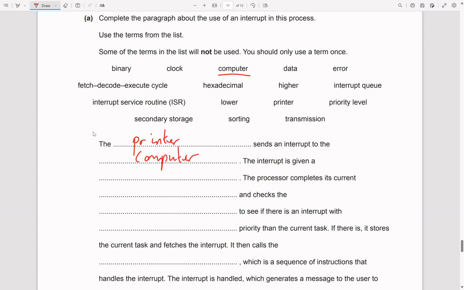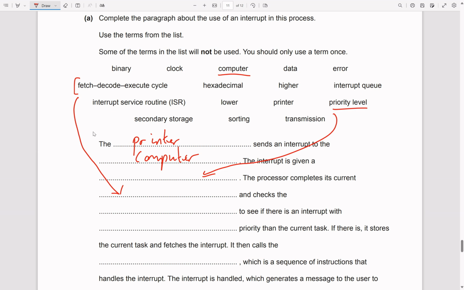Right, the interrupt is given a priority level. I'm just actually going to do an arrow. The processor completes its current instruction, and checks the queue to see if there's an interrupt with a higher priority than the current task. So what we said, well, the processor will complete basically the current instruction. So the current instruction, I think that's going to be this fetch-decode-execute cycle. And checks the interrupt priority.